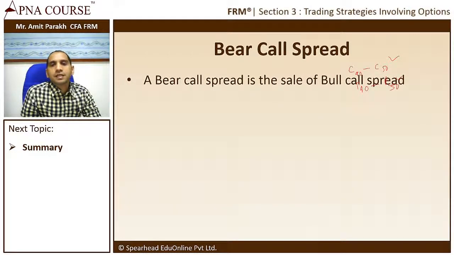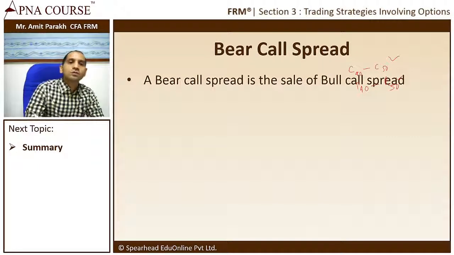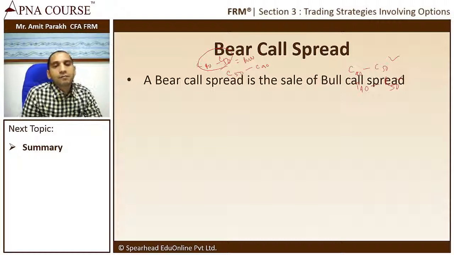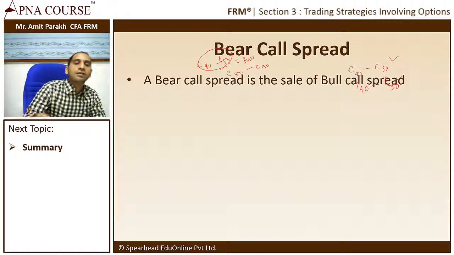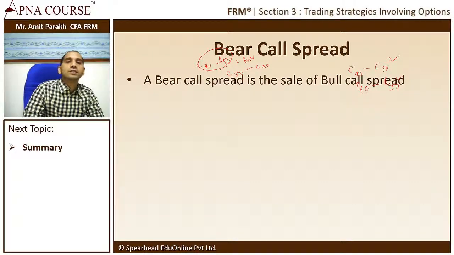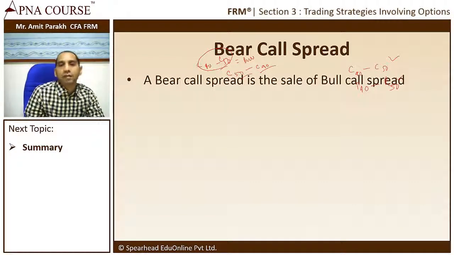A bear call spread is the sale of a bull call spread. So, sticking to the same example, I bought a 40 call and I sold a 50 call. That was a bull spread. If I buy a 50 call and I sell a 40 call, that means essentially the other party. If you bought 40 and sold 50, the other party must have bought 50 and sold 40. So the position of the other party is termed as the bear call spread, right? So it's buying a 50 call and it's selling a 40 call.